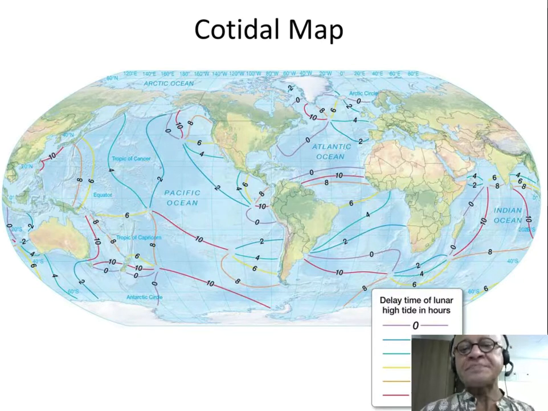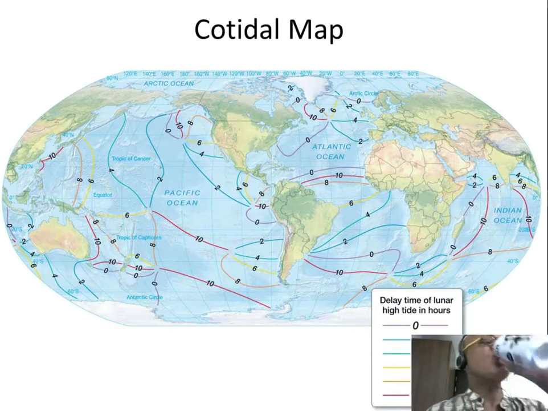But anyway, the main thing to note here is that the cotidal lines rotate in a counterclockwise direction in the northern hemisphere, just like a cyclone, and they rotate in a clockwise direction in the southern hemisphere. Counterclockwise direction in the northern hemisphere, clockwise direction in the southern hemisphere.